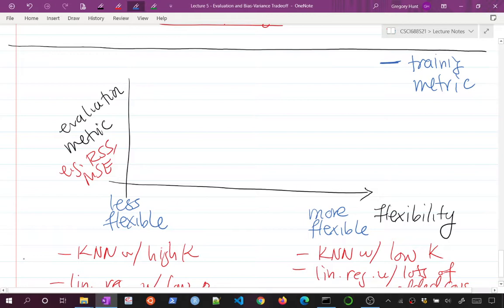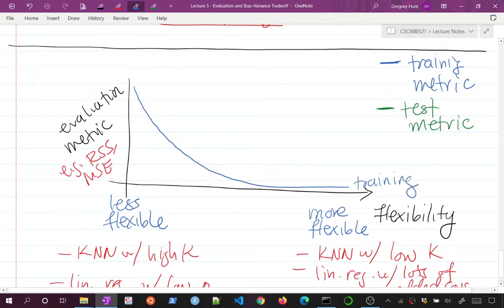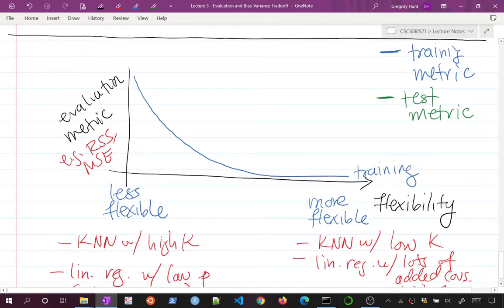And I'm going to evaluate it both on the training data set and on a test data set. So I'll have another line. Let's make it green, which is going to be my test metric. And for my training metric, basically the error or the evaluation, the inverse of the accuracy, it is going to go like this. So this is my training metric, where lower is better, generally speaking. And that's basically the curve I'm going to get.